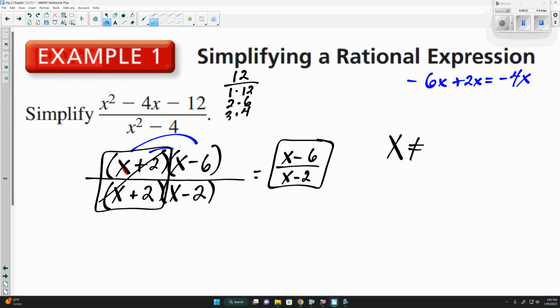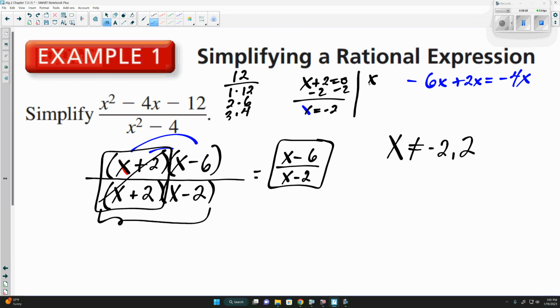X cannot be negative 2, yes. So we're looking for where the denominator is 0, yes? So we're looking at x plus 2 and x minus 2. Because our x plus 2 equals 0, minus 2 would be x is equal to negative 2. X minus 2 is 0, we would add 2. So x is equal to 2. So 2 and negative 2. Because we're mainly looking to where the denominator is 0. Questions on this here? Let's look at the next one.